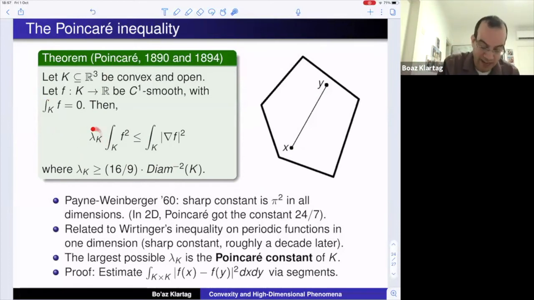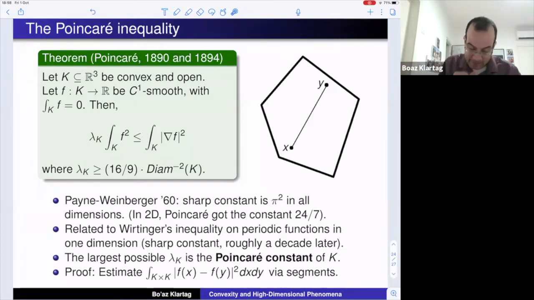And there is this Poincare constant here, lambda K, and Poincare proved that this coefficient is at least 16/9 over the square of the diameter of K. Okay, so this is what Poincare proved. The constant is not optimal, and the sharp constant is actually pi squared in all dimensions. This was proven by Payne-Weinberger many years later. The Poincare inequality is related to Wirtinger's inequality on periodic functions in one dimension that was proven a decade later.